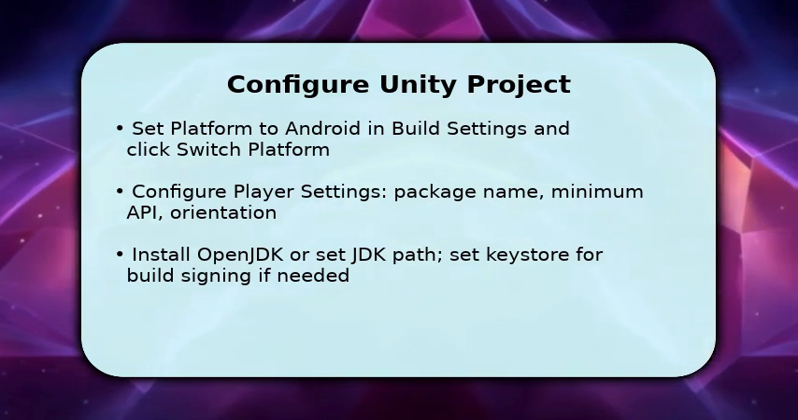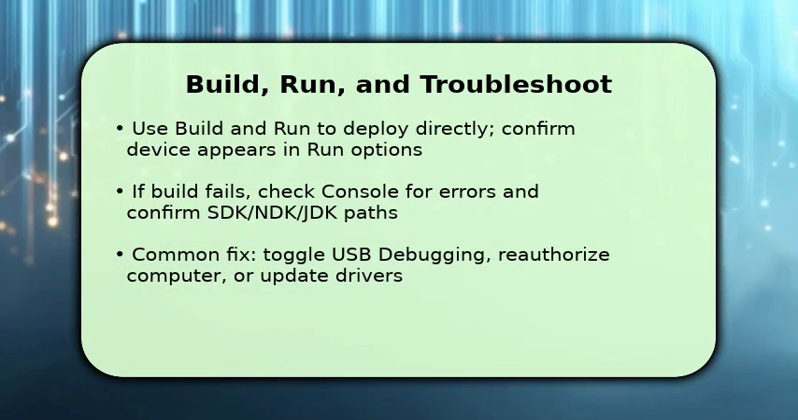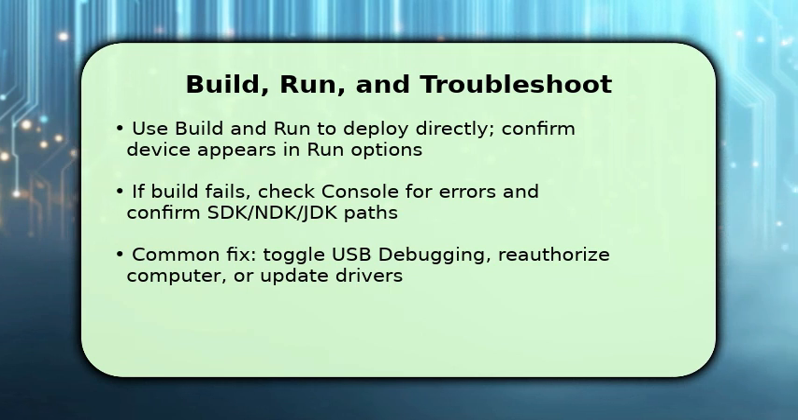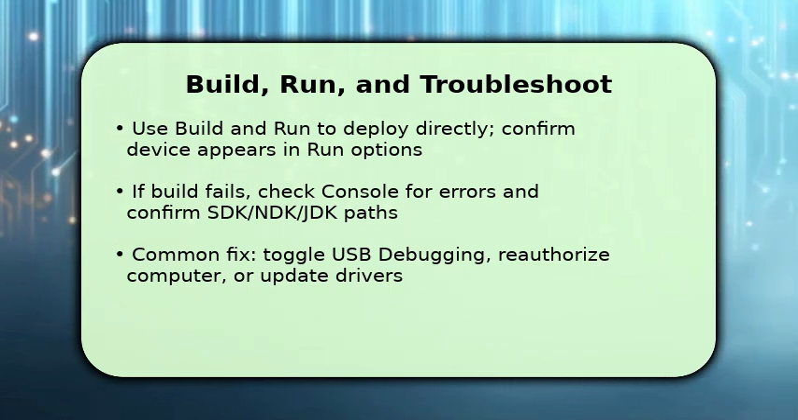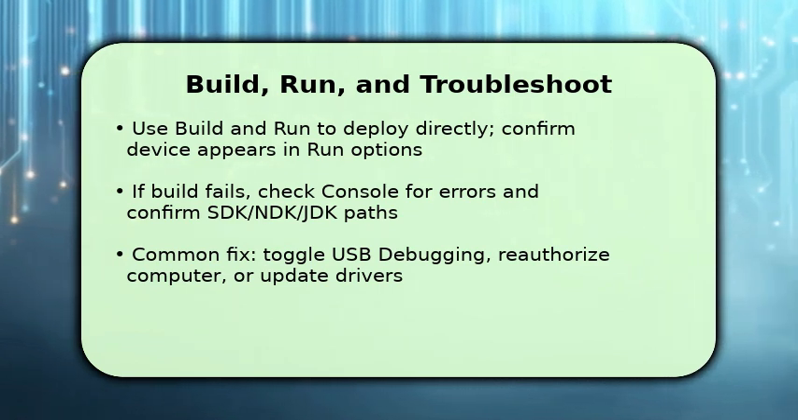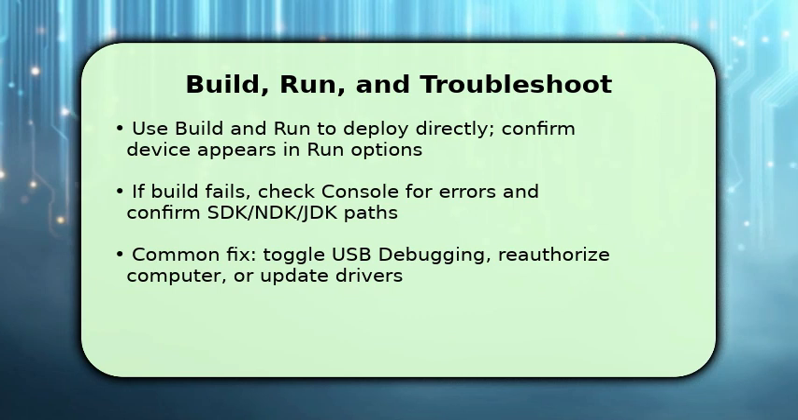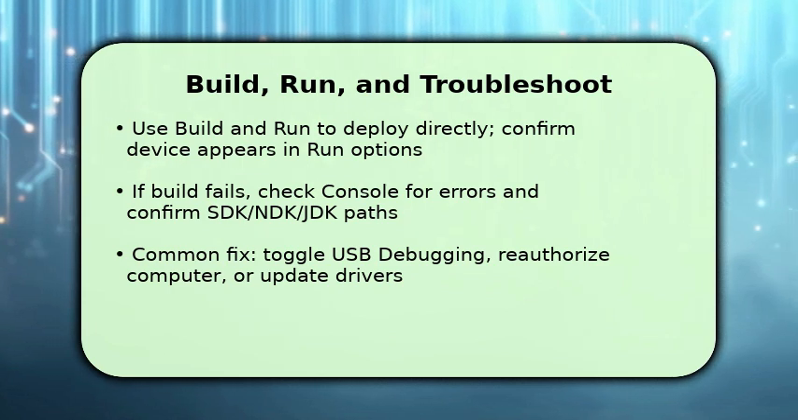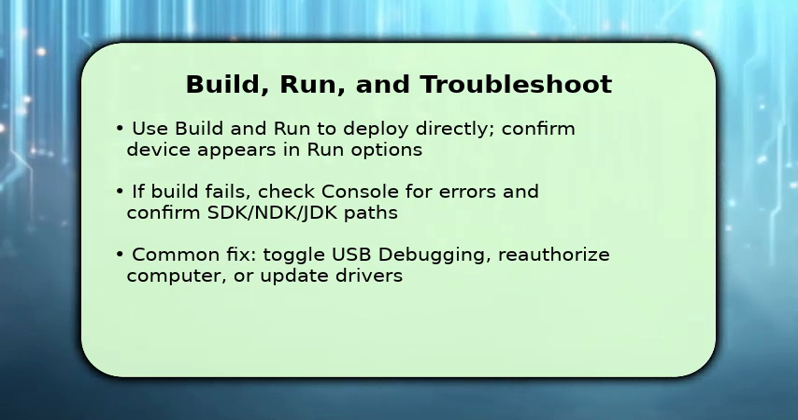Finally, build and deploy to your phone. Choose Build and Run, select the connected device, and let Unity compile and install the APK. You'll see progress logs. Make sure to watch the console for any compile or linking errors. If the device does not appear or install fails, recheck SDK/NDK/JDK paths and verify USB debugging authorization on the phone.